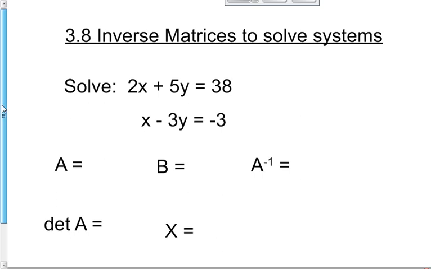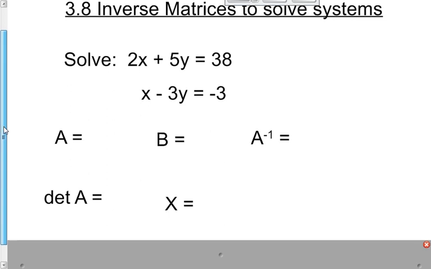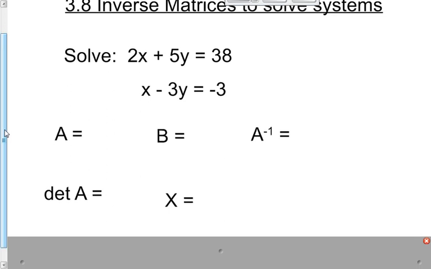All right, so this first one is a 2 by 2. We're solving the system 2x plus 5y equals 38, x minus 3y equals negative 3. Now remember, anytime you want to solve a system, and especially these 2 by 2s that I want you to solve by hand, you have to identify what your matrices are. Your A matrix, remember, is the coefficients in front of your x's and y's: 2, 5, 1, negative 3. Your B matrix is the answer numbers, 38, negative 3.